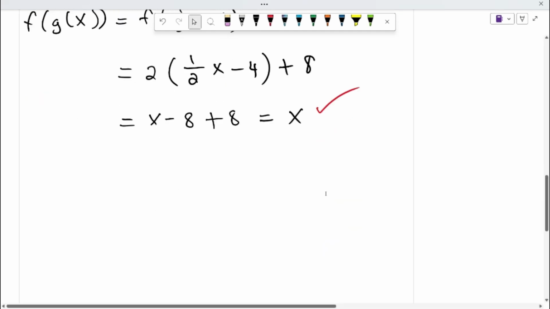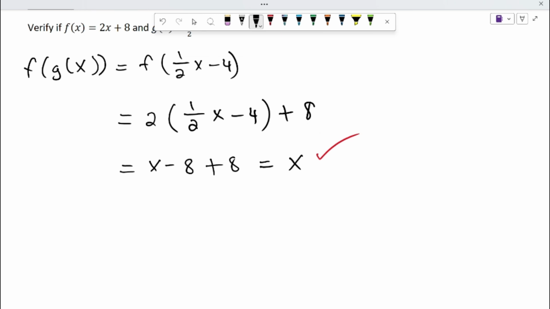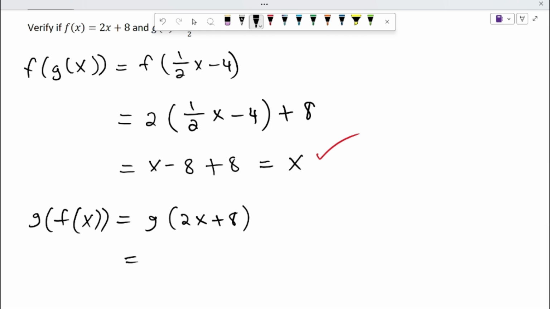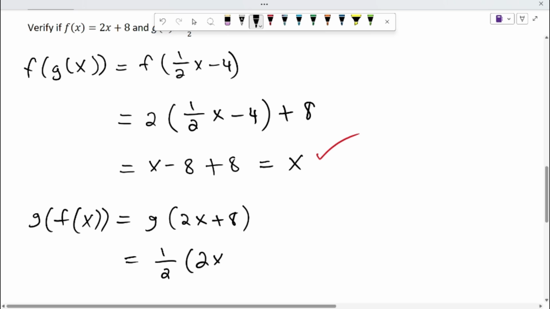Let's come down and compute g composite f of x. So g of f of x equals g of, we said f of x is 2x plus 8 up here. So g of 2x plus 8. So this equals what? Anywhere I see x in the g function, I will put this 2x plus 8 there. So this equals 1/2 times (2x plus 8), and then we had -4.